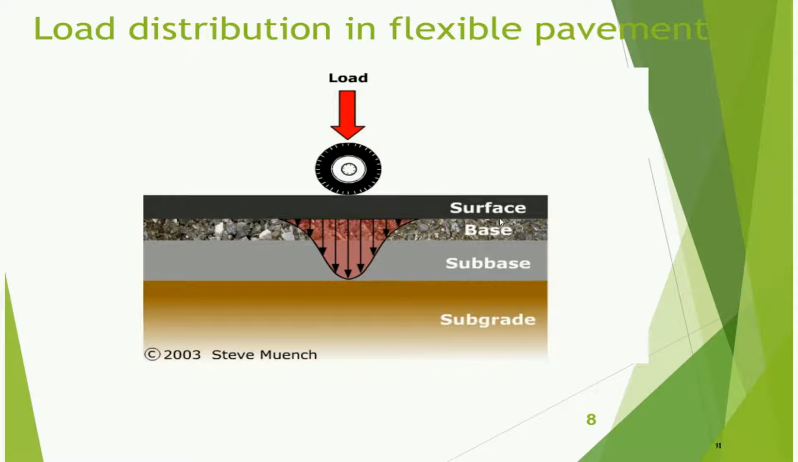So you can see this is the load distribution in the flexible pavement. It is called a flexible pavement because the various materials used for this construction are flexible. They can deflect due to the wheel load, so it is called a flexible pavement. And here you can see when the various loads act on the road surface, how this surface is subjected to flexure failure.